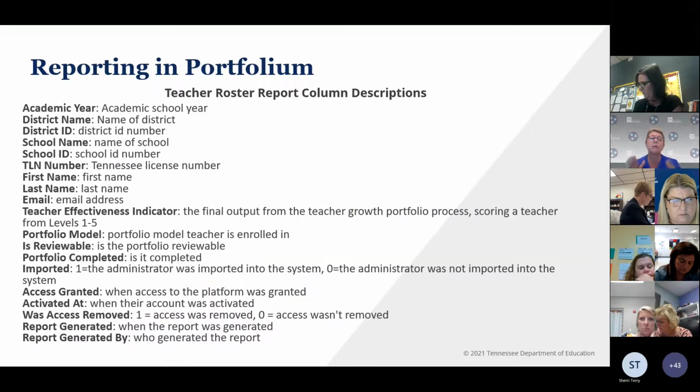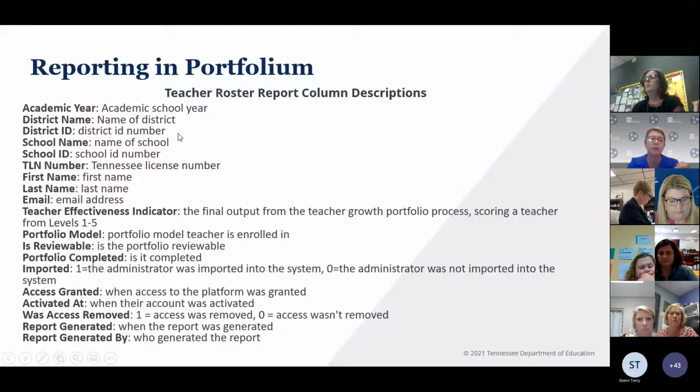When you do that, you're going to get an Excel file that'll download. When you get in that Excel file, I want to talk about what these columns mean first, and then I'll show you the file. You'll see the year. These first few things are the things that came right off your roster. The year, your district's name, ID, the school ID, their license number, first name, last name, email address.